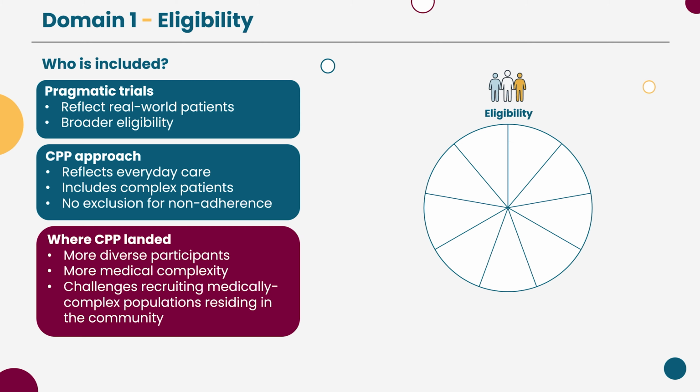And sociodemographic factors, with diabetes being more common in lower income and certain ethnic groups, such as Indigenous, African, South Asian. Overall, we assigned a score of 4 out of 5 for Domain 1 because eligibility criteria were broad and reflective of real-world patients with only minor constraints.